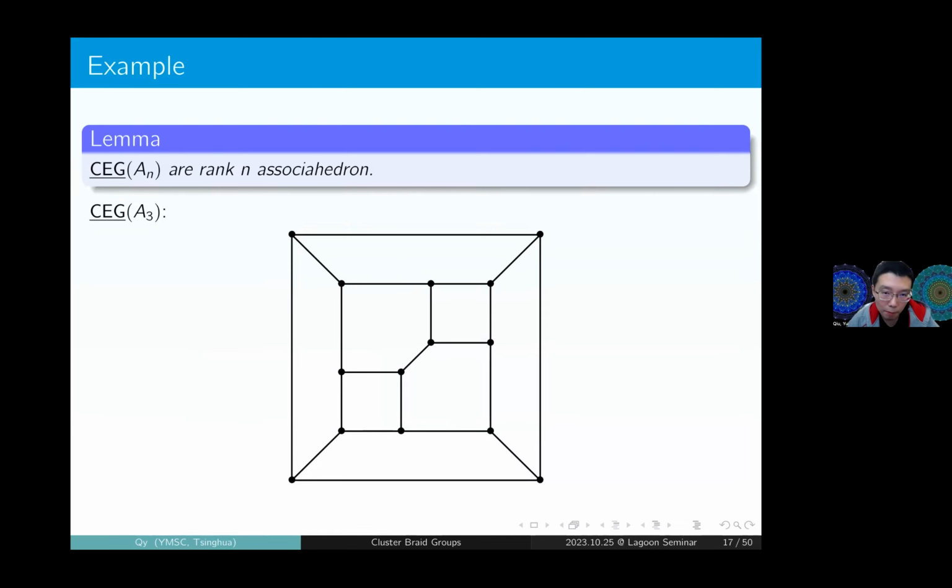If you are more familiar with the cluster category, you can also just take a cluster category from a quiver with potential, and then say the vertices correspond to cluster tilting objects, and the edges correspond to mutation. And then you can get the same graph. That's the only thing I need to take from cluster theory.